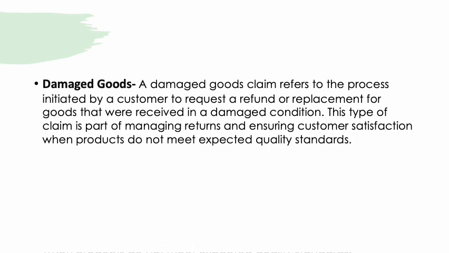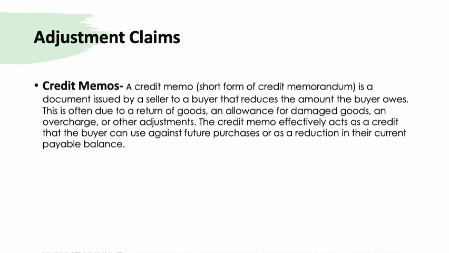Damaged goods. A damaged goods claim refers to the process initiated by a customer to request a refund or replacement for goods that were received in a damaged condition. This type of claim is part of managing returns and ensuring customer satisfaction when products do not meet expected quality standards. Next type of claim is the adjustment claim.